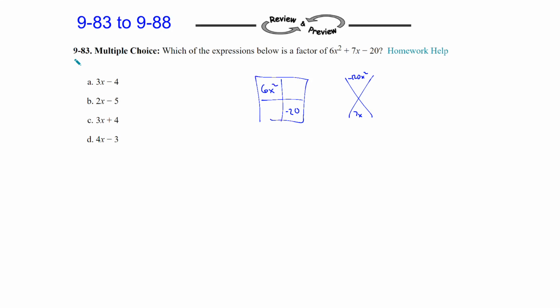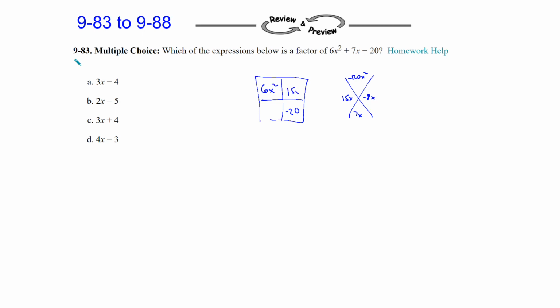So we get a lot of factors of 120, but 1 and 20 and 2 and 60, those aren't going to work. Those are too far away. So let's see if we can get a little bit closer and see if we can find a number that's going to give us 7x when we add it. And it looks like 15x and negative 8x would add to give us 7x and multiply to give us a negative 120x squared.